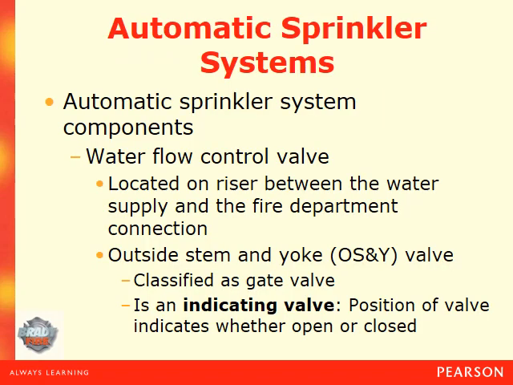Another component of a sprinkler system is a water flow control valve, and this should be located on the riser between the water supply and the fire department connection. There are a couple of different types. The most common is an outside stem and yoke, also known as an OS&Y valve. This is classified as a gate valve. It is also an indicating valve. The position of the valve will indicate whether water is being supplied to the structure or not.